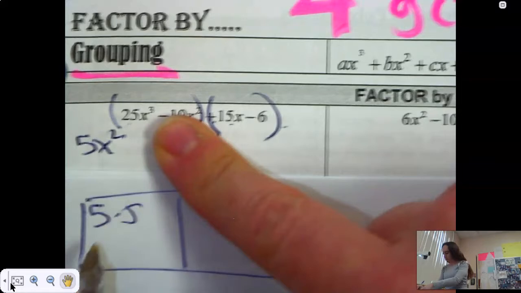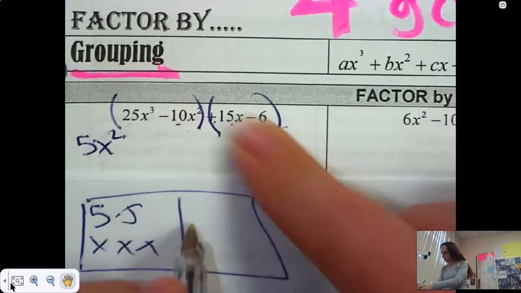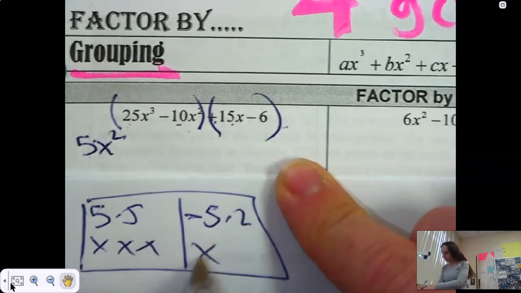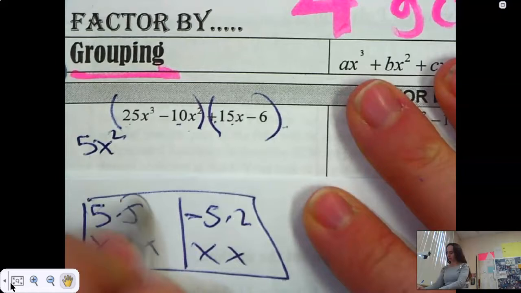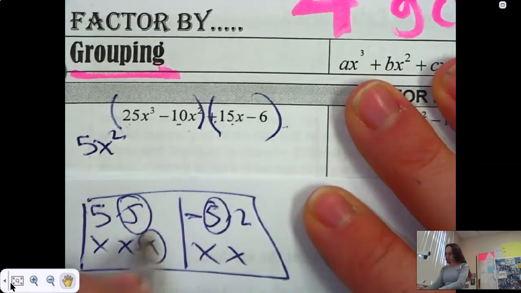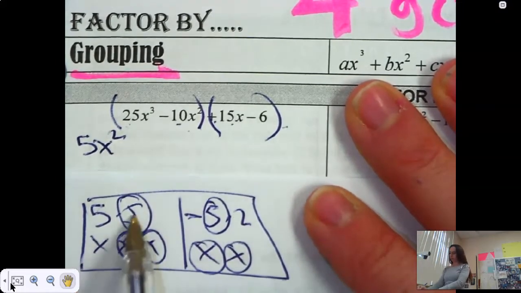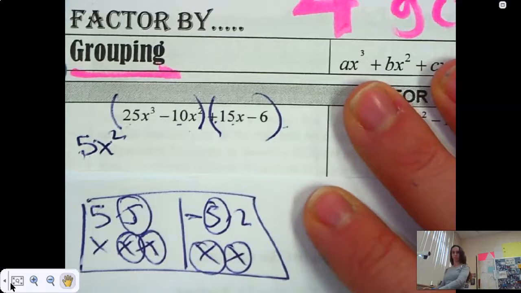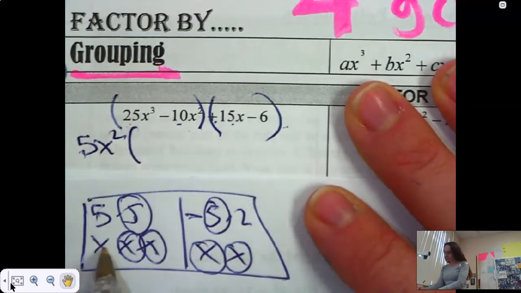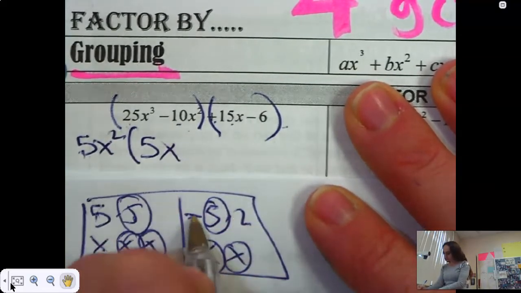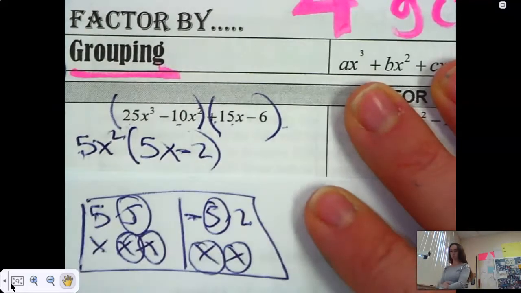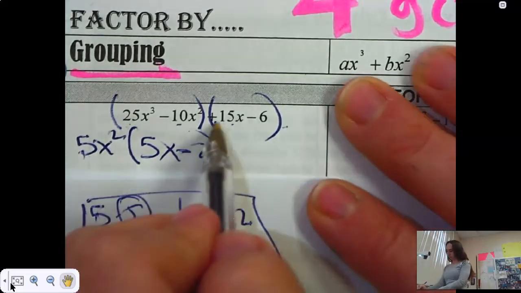25 is 5 times 5. x, x, x. Negative 5 times 2, x, x. Circle what is the same. 5, 5, x, x, x, x, 5x squared. Then what am I left with? 5x minus 2. All right? Then I come over here and I do the same thing.